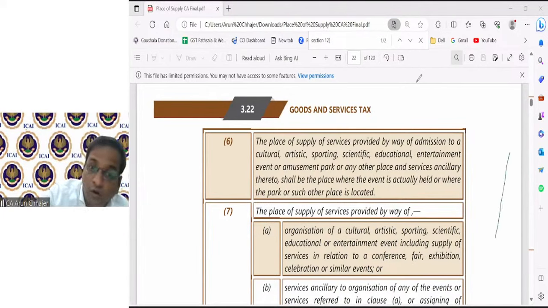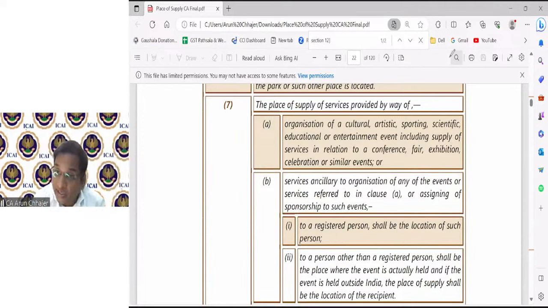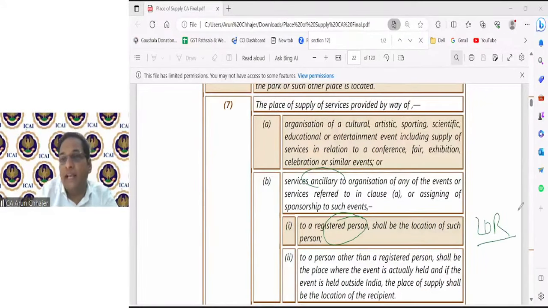In case of organizing the event, XYZ Limited has been hired for organizing the event in Chennai, in Calcutta, in Maharashtra, in Delhi for World Cup matches, and the service recipient is BCCI, let's say registered in Mumbai only. The organizer is organizing the event in multiple states, but he is giving the service to an unregistered or registered person. It is being bifurcated. If the recipient is registered, always LOR, whether it is in one state or more than one state.